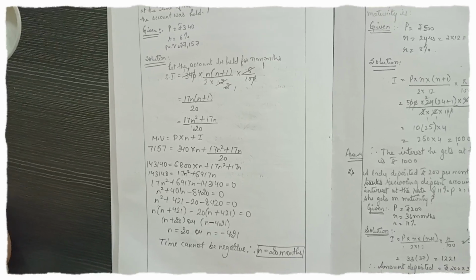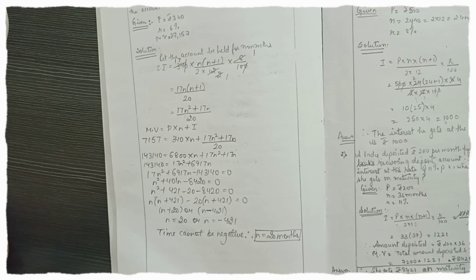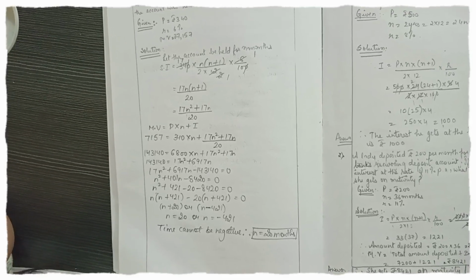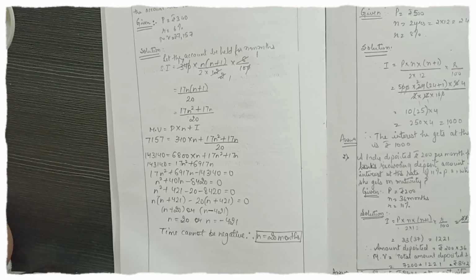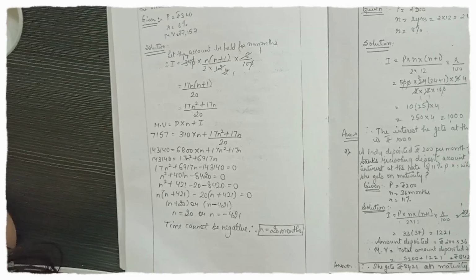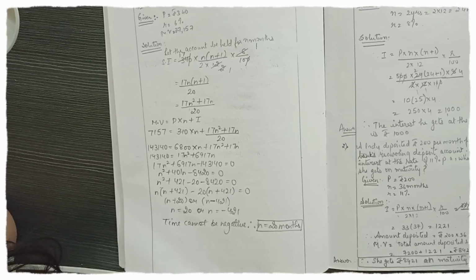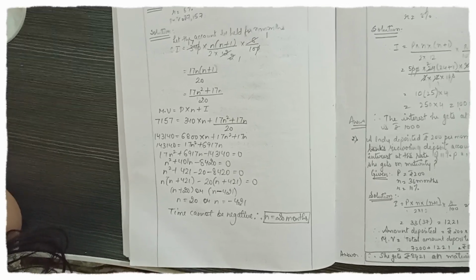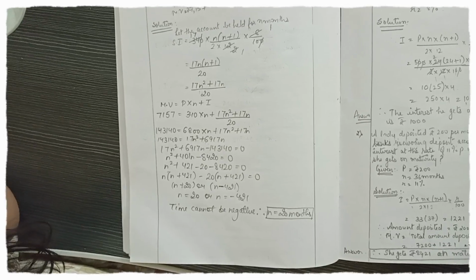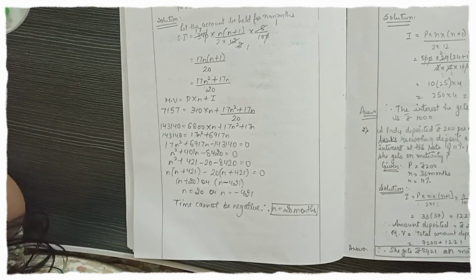On substituting in the simple interest formula, we get 17n square plus 17n. This is a different type of question. We'll have to do it with the quadratic equation formula. And then, with the factors, we'll get n is equal to 20 or n is equal to minus 421. Time can never be negative, so n is equal to 20 months.